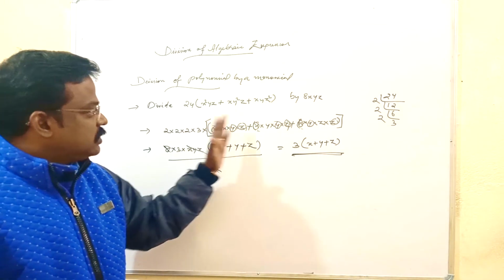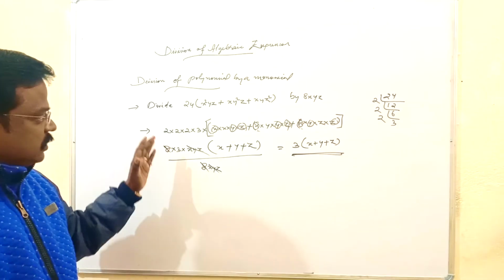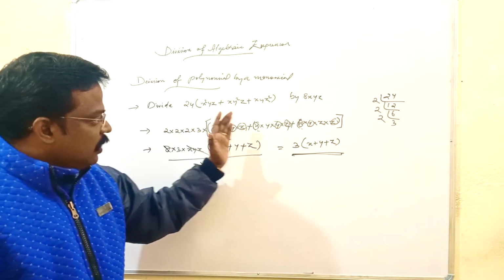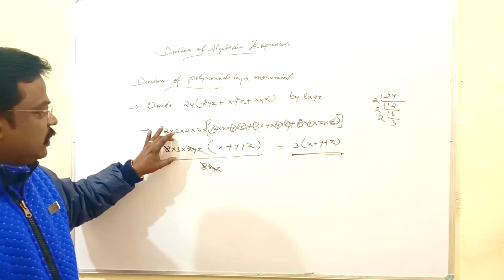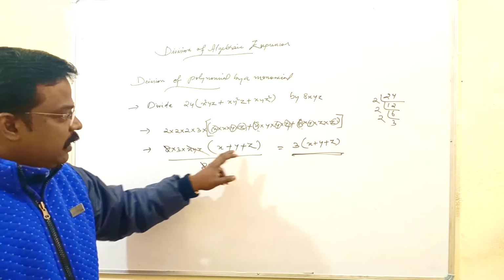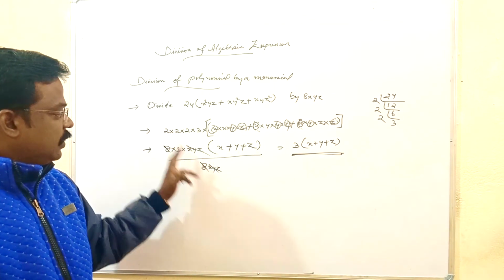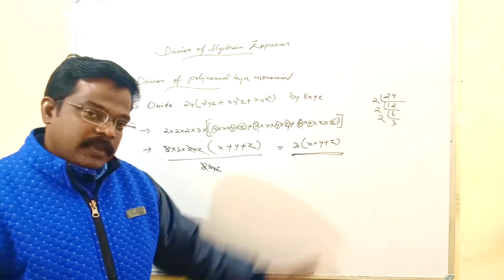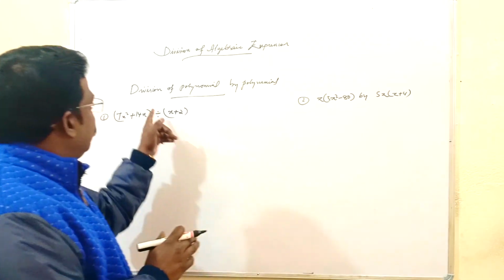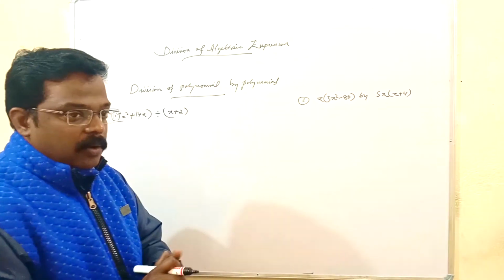This is the way you write that in factors. You write its factors, then find the common factor and take that outside the bracket. The remaining terms will be there, and after that you divide. Then you will get the answer for that. Okay, now let us see how we can divide a polynomial by a polynomial.